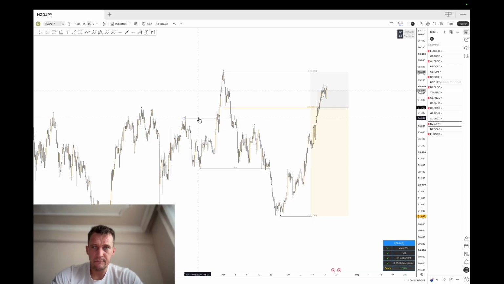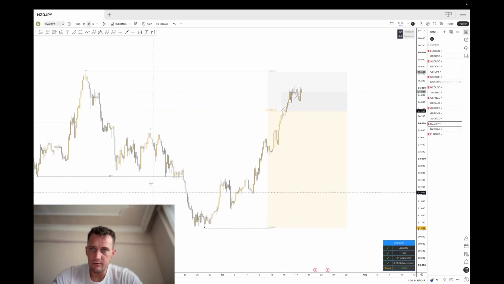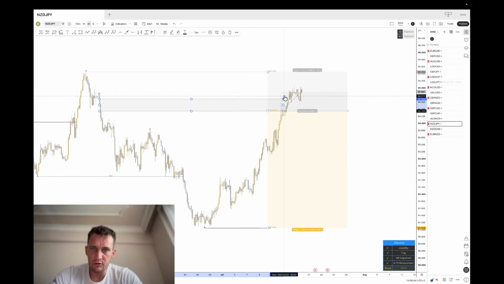The thing is, you got liquidity here taken out, check mark. Fair value gap. You see the gaps right here in the market, right? You see that gap. Look at these gaps. They're not filled. So what it does is the market pulls back to fill these gaps.